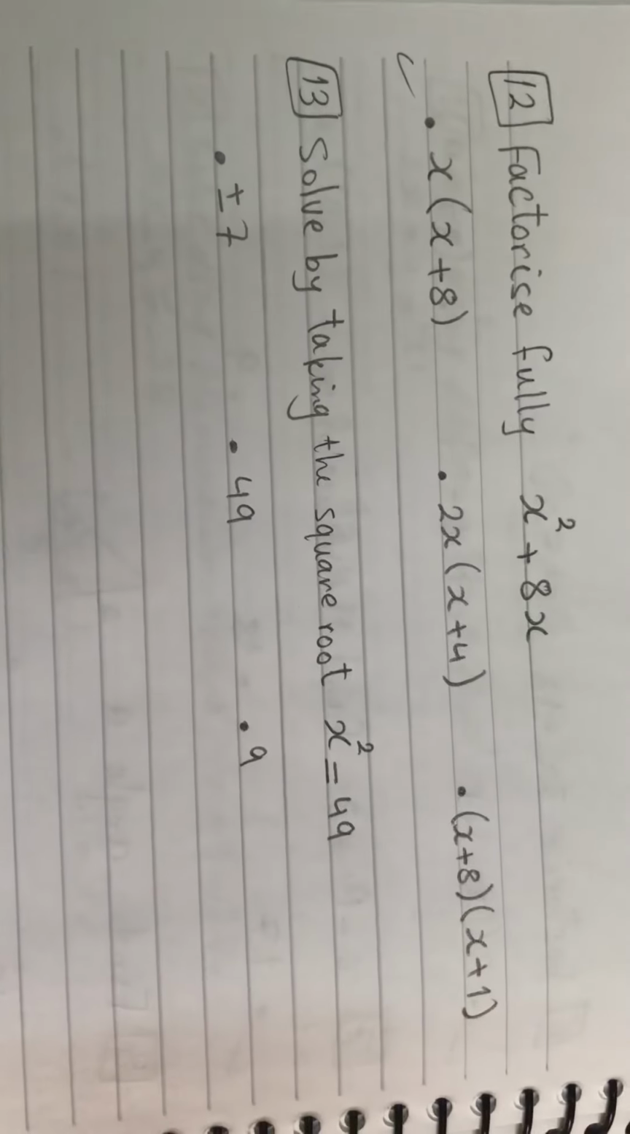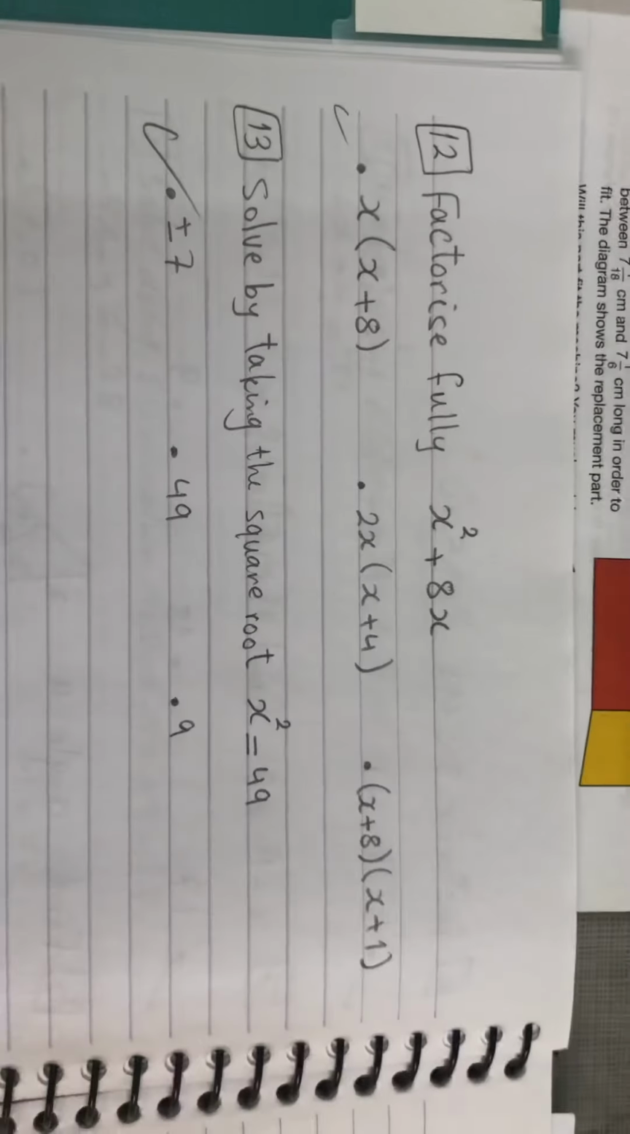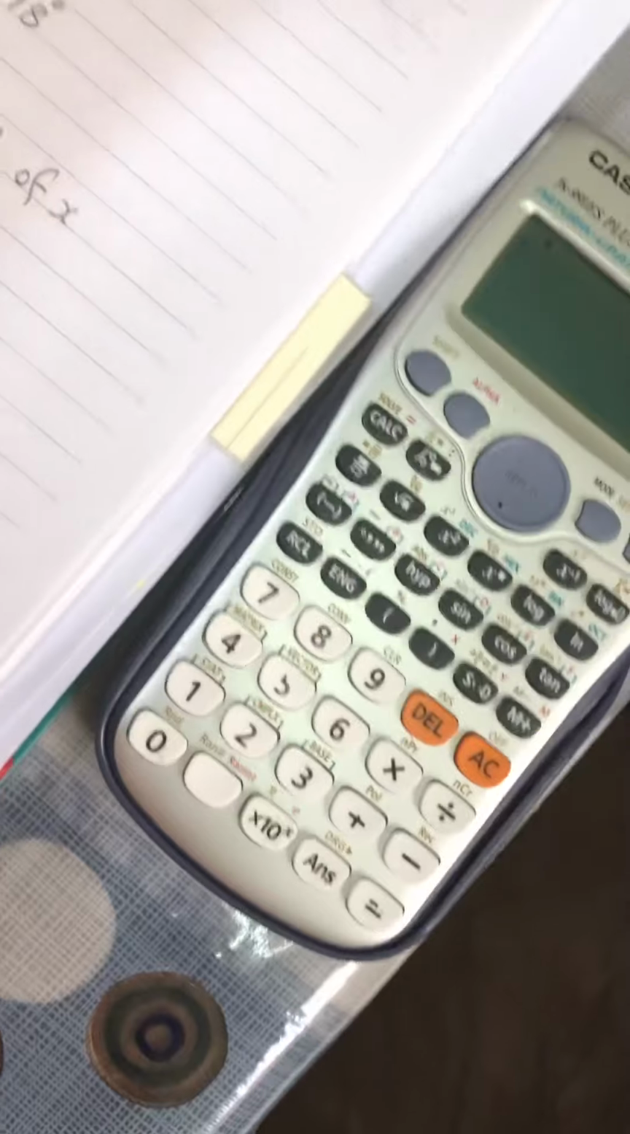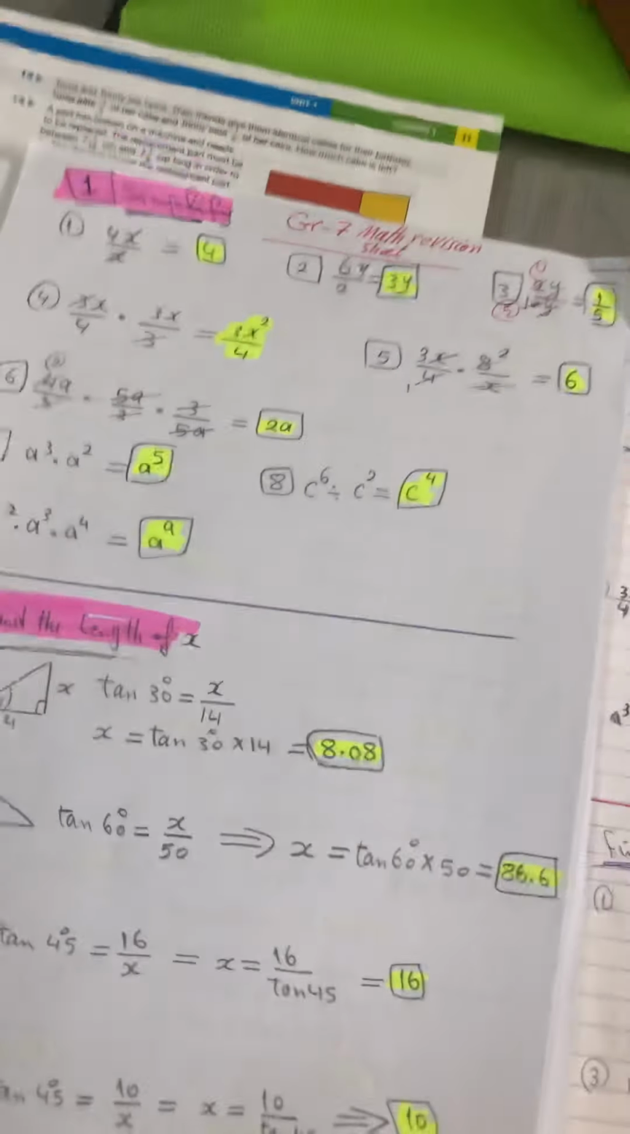Solve by taking the square root, x squared equals 49. So the answer must be positive and negative 7. Okay? Maybe I'll add more problems and send a copy of all these problems: one worksheet copy without answers, and another copy already answered for you. Okay, study the revision sheet well.